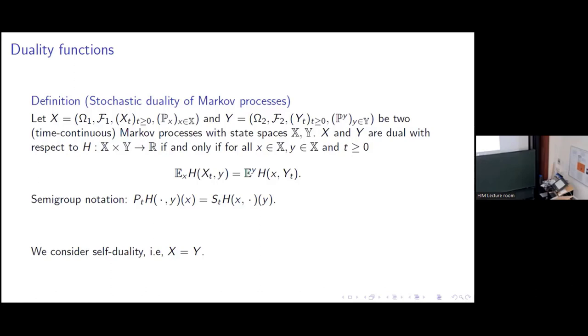One other little notation, which I also like very much, is the notation with semigroups. So the Markov semigroup, I think you know what it is. You can also write it like that. And in Giara's presentation, you already saw some characterization with generators. That is simply done by taking the derivative with respect to t of that line. Yes. So in my presentation, I consider self-duality. That means simply that X is equal to Y, so we only have one Markov process.